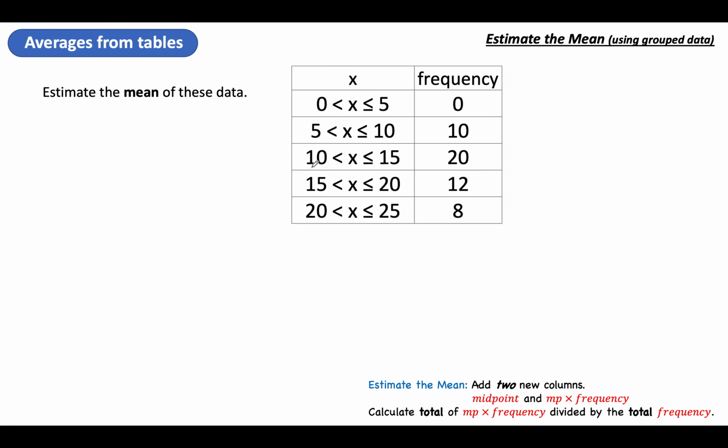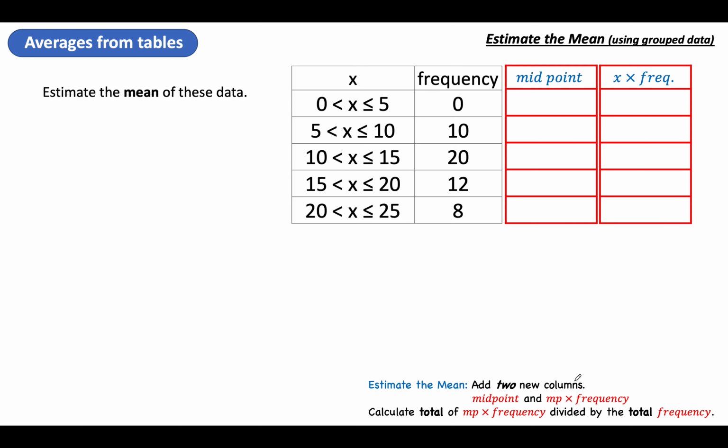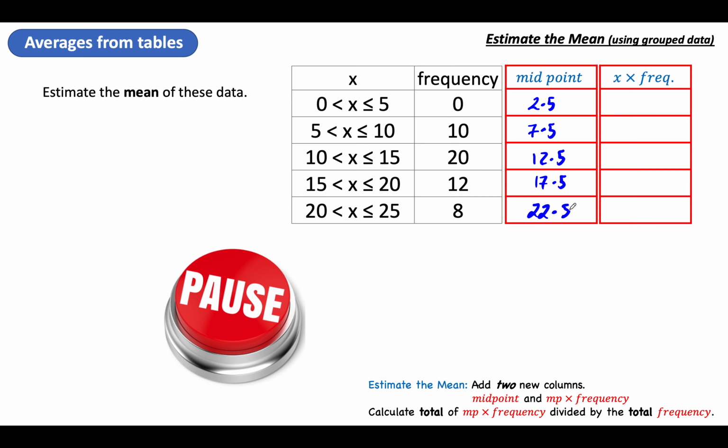Okay, right, let's recap that a little bit. I've written it down at the bottom here. If you see estimate the mean, you're going to add 2 new columns. You're going to find the midpoint of the data. Even if it's a decimal, that's fine. What's halfway between 0 and 5? 2.5. Halfway between 5 and 10? 7.5. Halfway between 10 and 15? 12.5. Halfway between 15 and 20, that's 17.5, and halfway between 20 and 25, 22.5. Now, at that point, I want you to pause the video and see if you can carry on and find out what the estimate of the mean is, and then unpause when you're done.